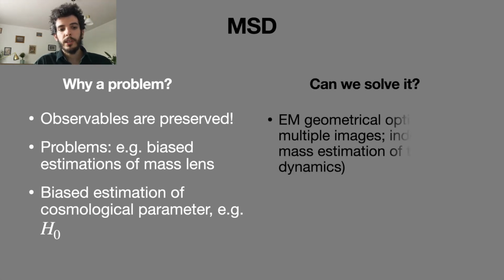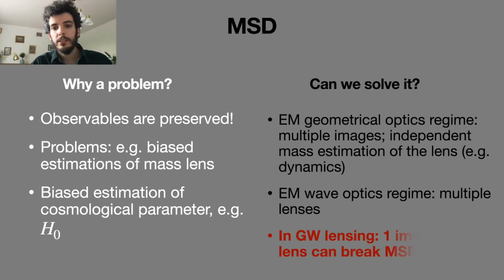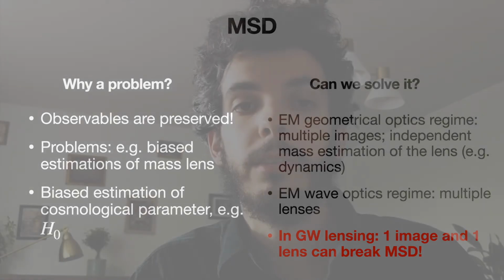In the electromagnetic case, there are different ways to solve this problem, which always involve, though, further information apart from the single lensing event. On the other hand, as I will show, in some gravitational wave lensing events, we only need one image to break the degeneracy.